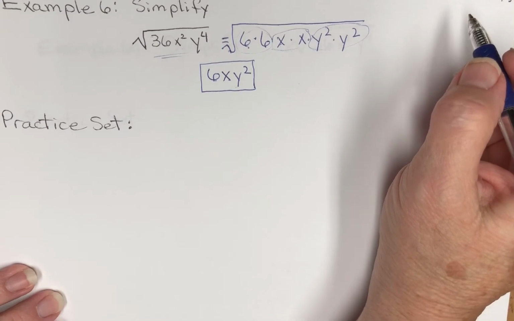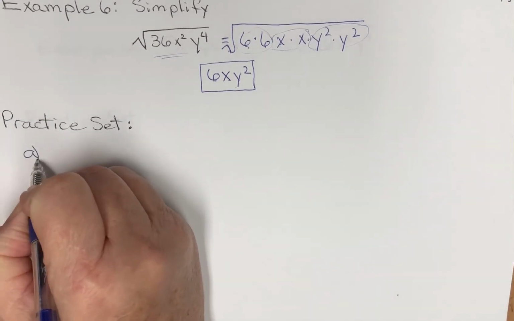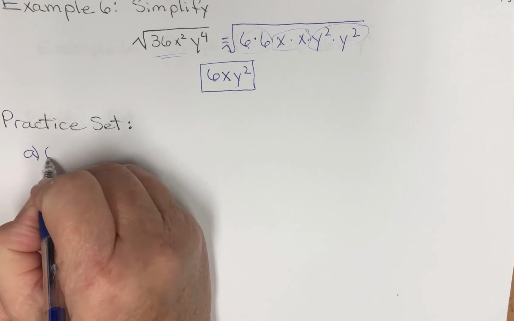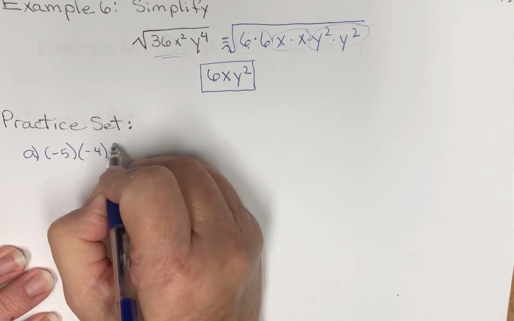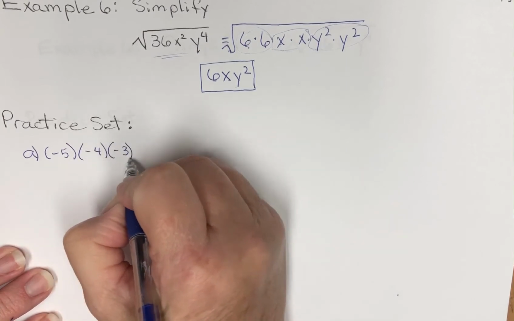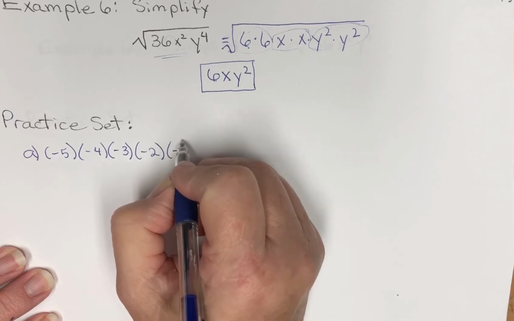All right, let's start our practice set. Looking at A, we have -5 times -4 times -3 times -2 times -1.